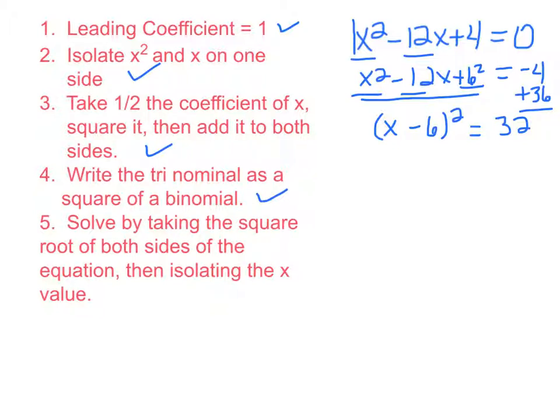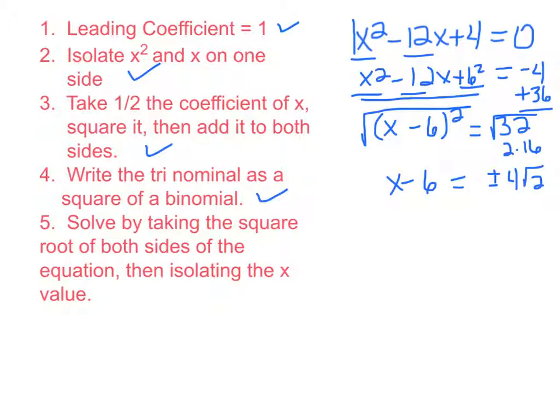Okay, now we're going to solve this by taking the square root of both sides. So when we take the square root of x minus 6 quantity squared, we get x minus 6. When we take the square root of 32, you need to remember that we need to rationalize that. 32 breaks down into 2 times 16, and the square root of 16 is 4. So that gives us plus or minus 4 times the square root of 2.